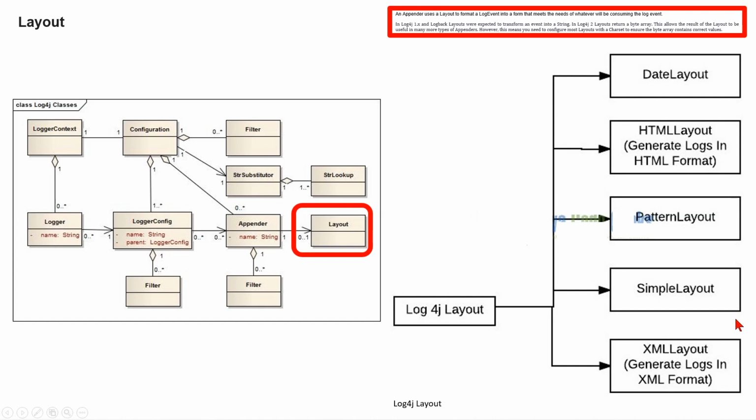Class SimpleLayout. Simple layout consists of the level of the log statement followed by a dash and then the log message itself. For example, DEBUG space dash space Hello world. XML layout, class XMLLayout. The output of the XML layout consists of a series of log4j event elements defined in the log4j.dtd. It does not output a complete well-formed XML file. The output is designed to be included as an external entity in a separate file to form a correct XML file. Here the layout has direct known subclasses: DateLayout, HTMLLayout, which generates logs in HTML format, PatternLayout, SimpleLayout, and XMLLayout, which generates logs in XML format.